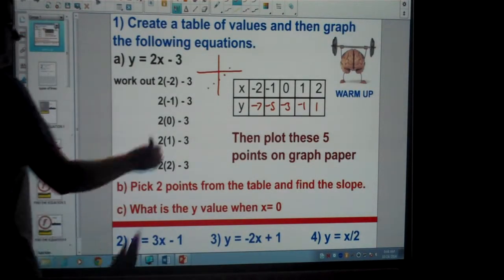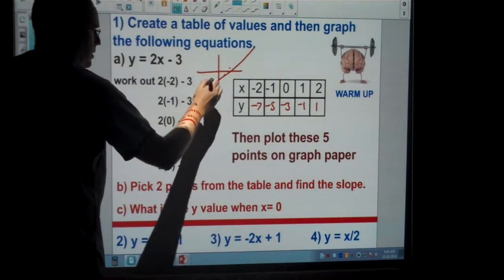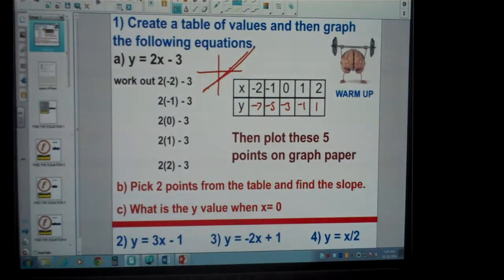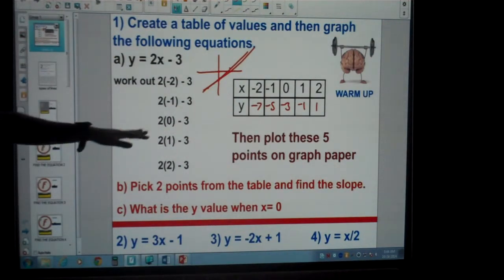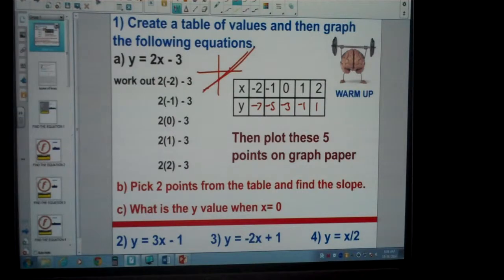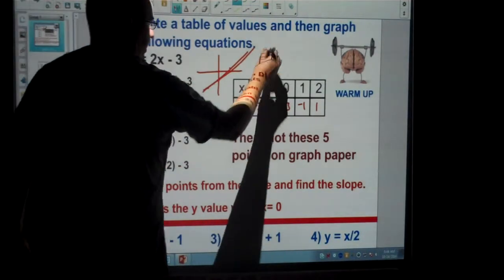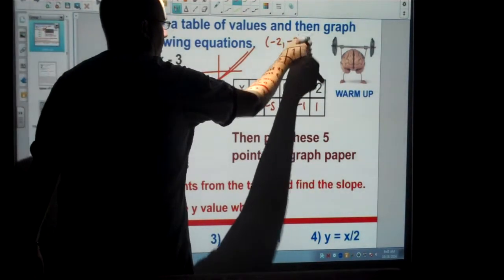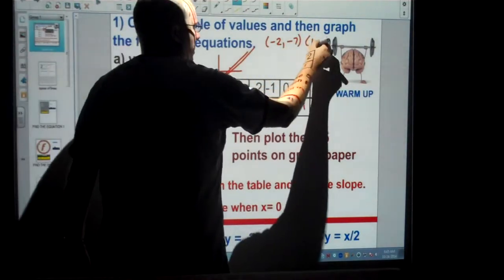And ideally they should be a straight line. Whoops, which I didn't quite manage to do accurately there. Now it says pick 2 points from the table and then find the slope. So you can pick any 2 points you like. If I look with -2, -7, perhaps 1, -1.